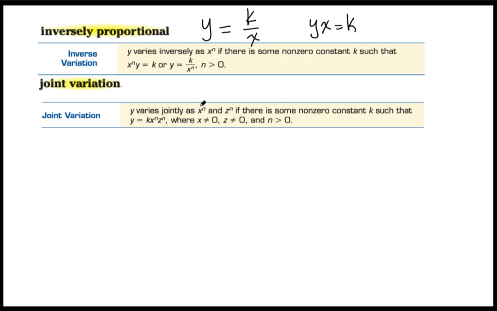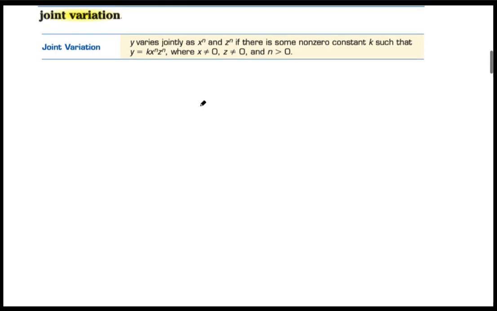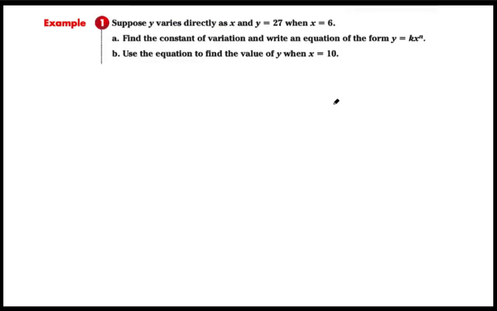And finally, we have the concept of joint variation. Joint variation is generally just a direct variation situation where you have more than one variable. You notice that the x to the nth power and the z to the nth power are varying directly with y. So joint variation just means that we have more than one thing going on. And so that takes care of our vocabulary and brings us right on into our examples.